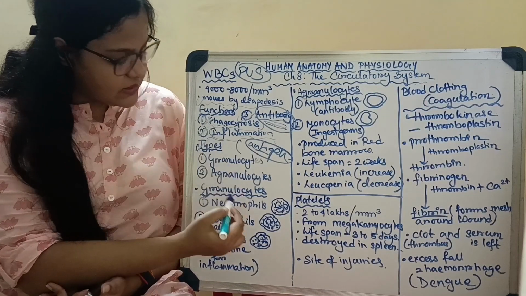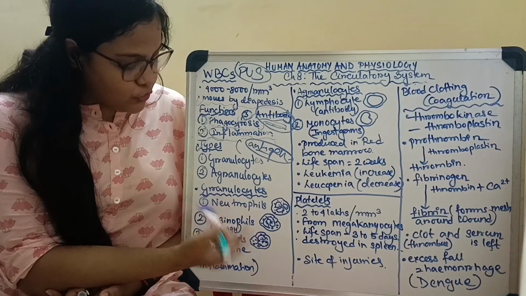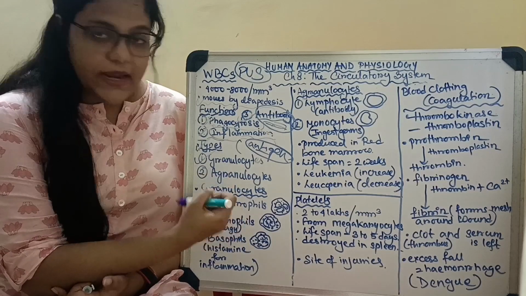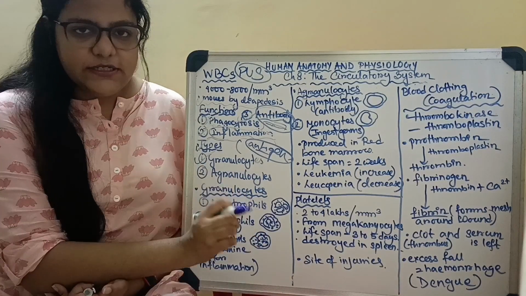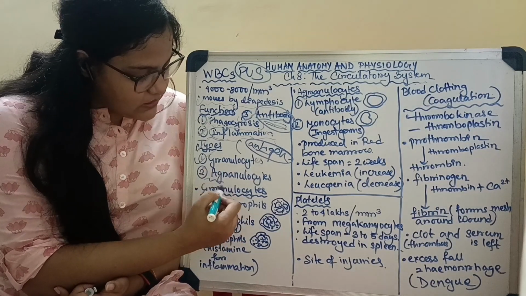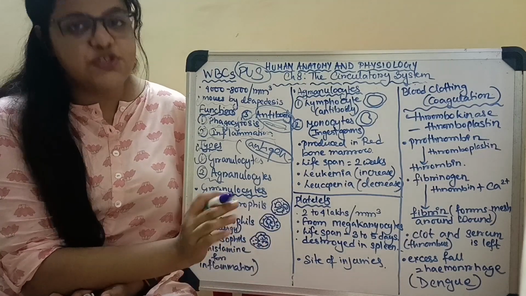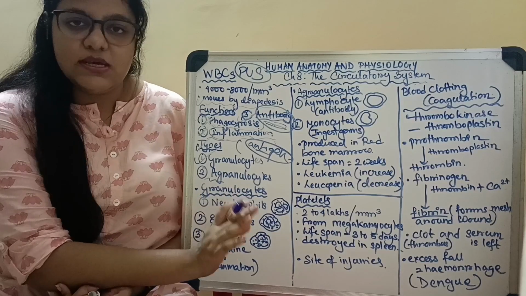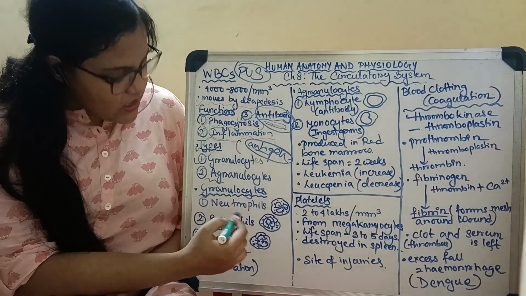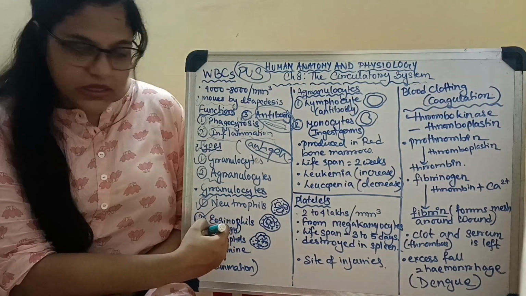Next, let us discuss the categories or the types of WBCs. Now there are two types of WBCs, that is, two categories. Those are the granulocytes or the granulated WBCs, which contain granules in their cytoplasm, and the agranulocytes or the non-granular WBC cells, which do not contain any granules in their cytoplasm. Now granulocytes are divided into three types. Those are neutrophils, eosinophils and basophils.